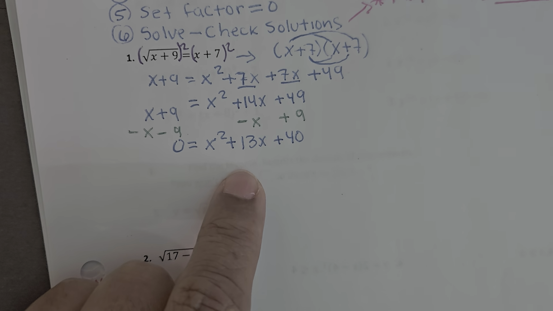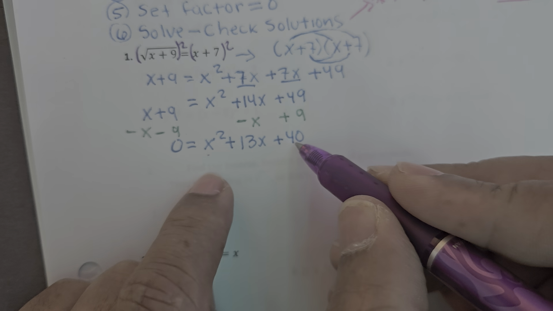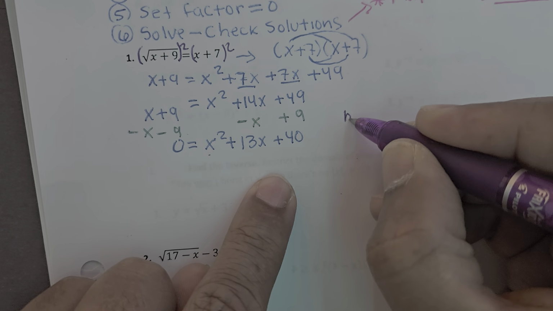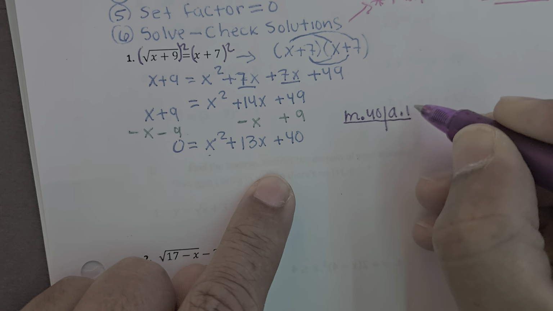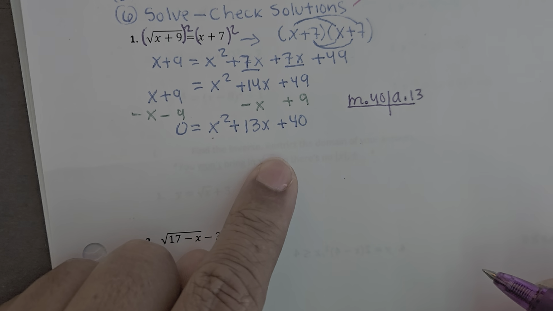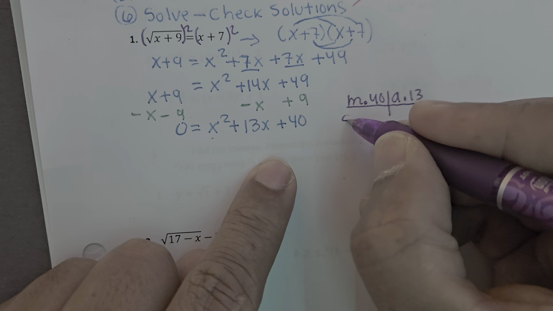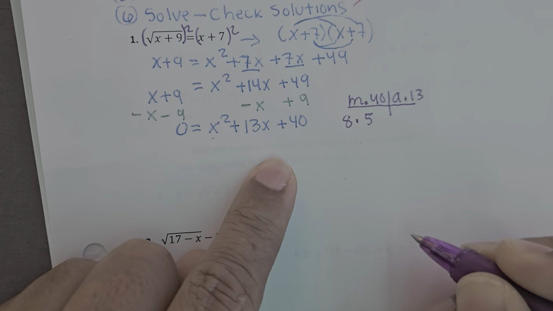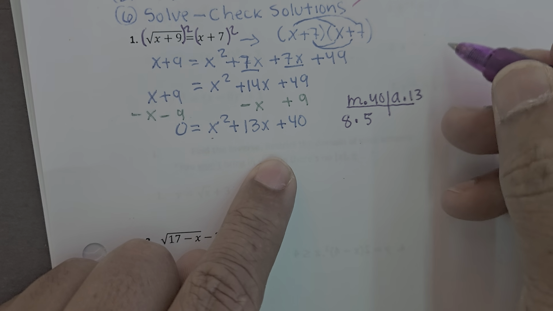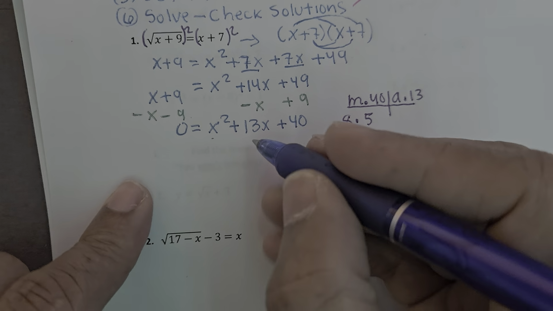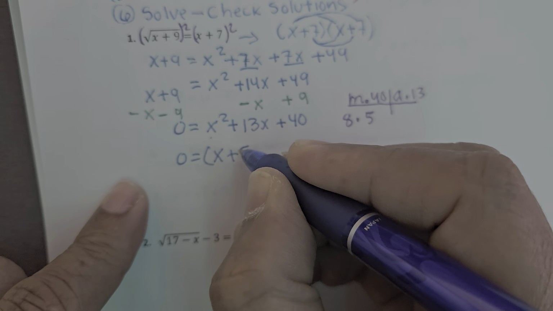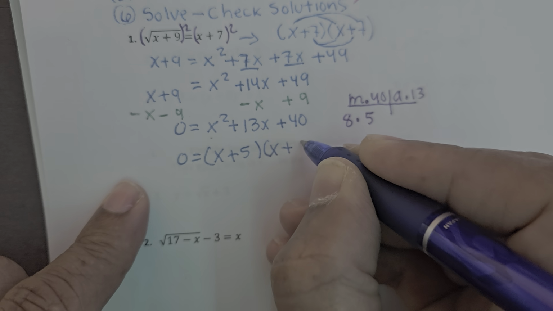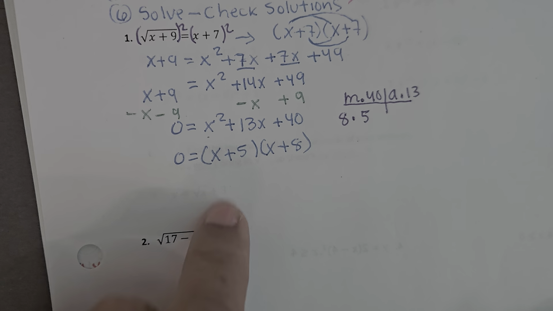Okay, so we're back to factoring here. So what we have to do is we need to find the multiples of a times c. A is 1 and c is 40. So find the multiples of 40 that when you add those multiples, they add to 13. So the multiples of 40 that give you 13 when you add them are 8 times 5. Right? Because 8 times 5 is 40, 8 plus 5 is 13. So then I'm going to factor this quadratic as x plus 5 times x plus 8. Okay, so we're done factoring.